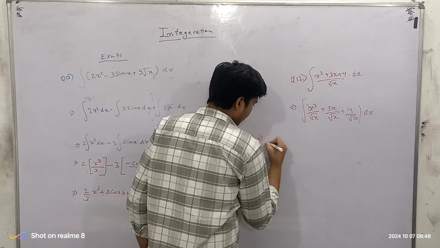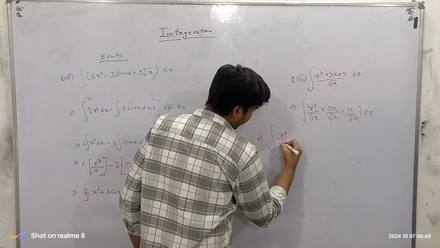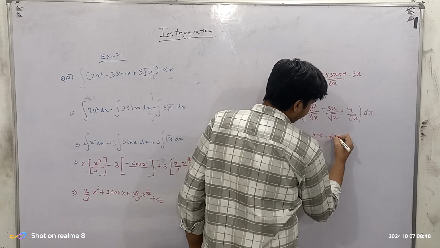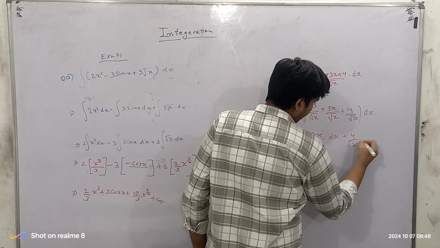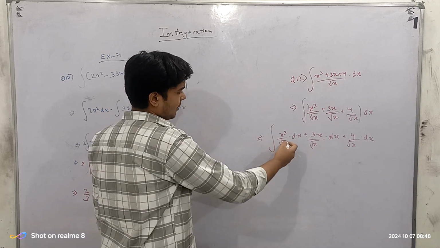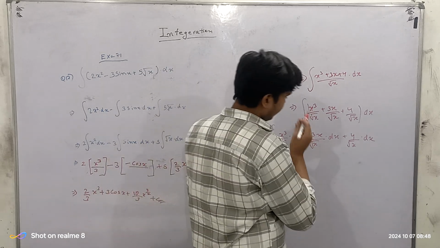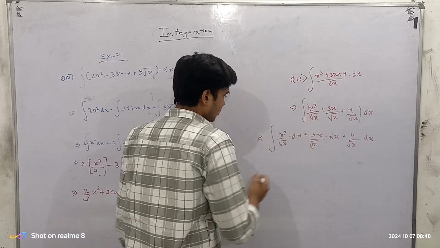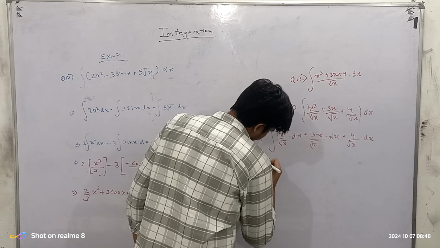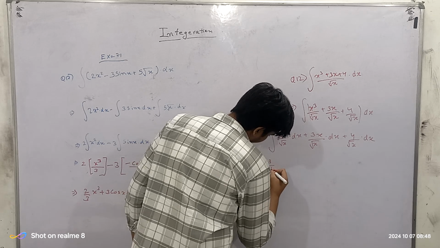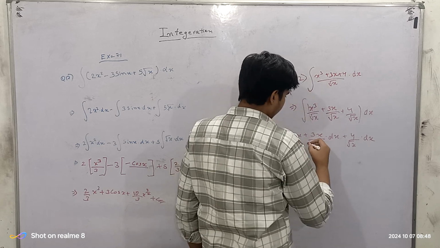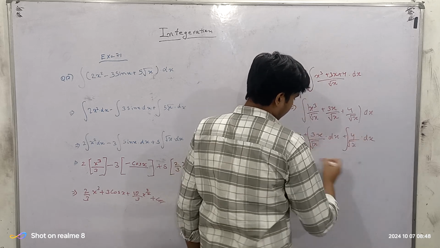All separately we will write here: integration x cube by under root x into dx plus 3x by under root x into dx plus 4 by under root x into dx. Now you can easily integrate. Under root x will be written as x to the power 1 by 2. So x cube by x to the power 1 by 2 into dx plus 3x. Here the integration sign will be separate.